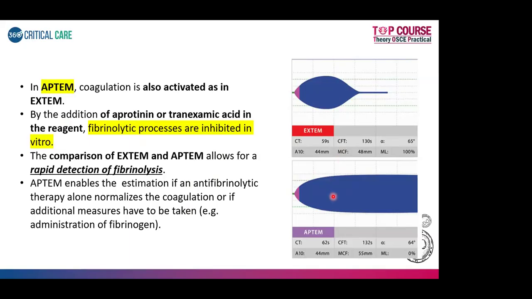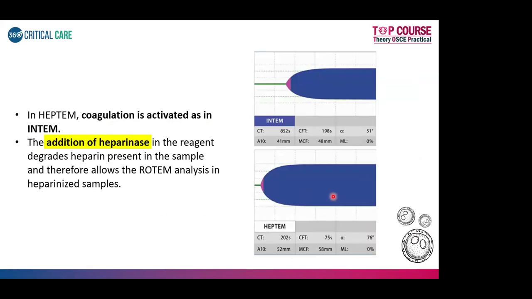So we talked about EXTEM and INTEM, the extrinsic pathway and intrinsic pathway. Then we talked about FIBTEM, that is for fibrinogen analysis. Then we talked about APTEM or the aprotinin pathway, wherein you see for hyperfibrinolysis correction. Whenever you're doing APTEM, remember first you have to look at EXTEM and then interpret it with APTEM. EXTEM will show abnormality. If APTEM is getting it corrected, then the issue is hyperfibrinolysis, which has been corrected by the addition of tranexamic acid. Next, we have HEPTEM.